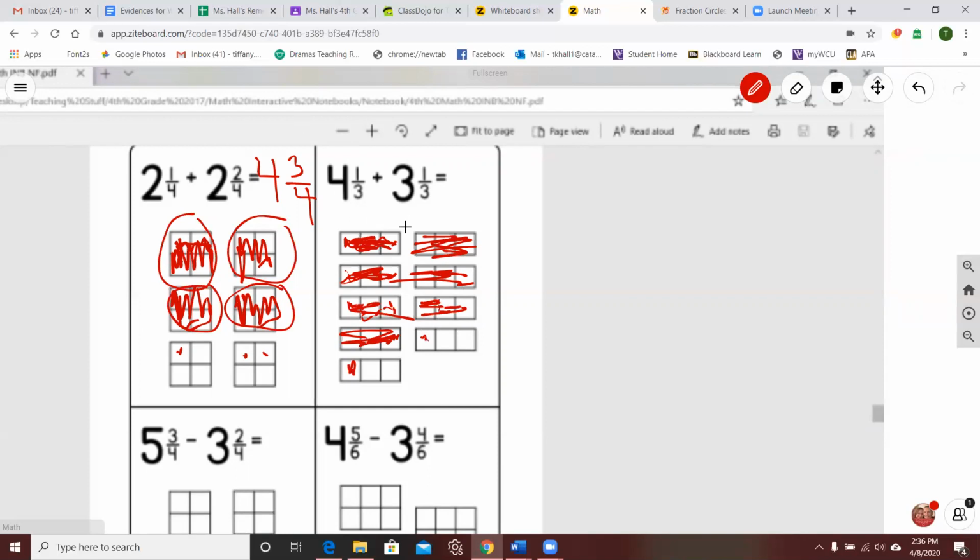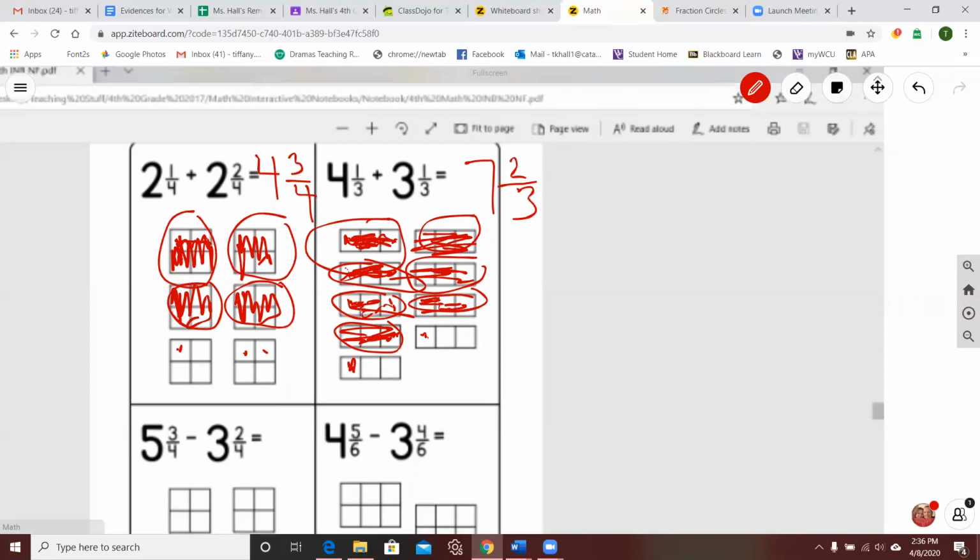Okay, so let's add our holes. 1, 2, 3, 4, 5, 6, 7. So I have 7 holes. And then how many parts do I have down here at the bottom? I have 2. And my denominator is 3. So 7 2/3 is your answer.